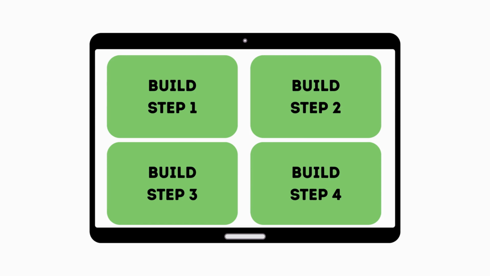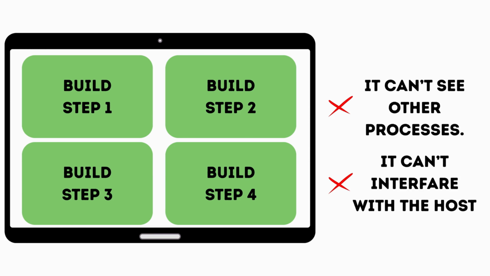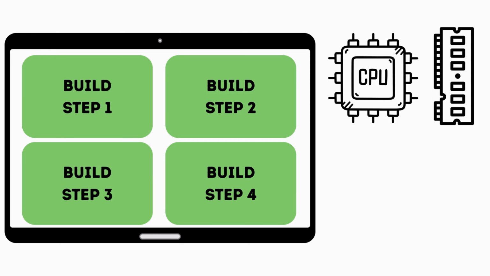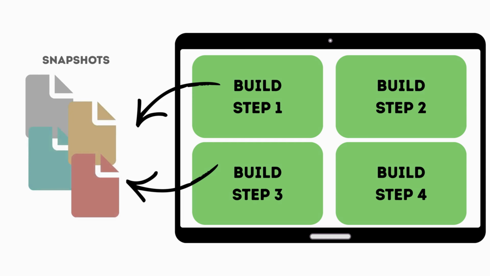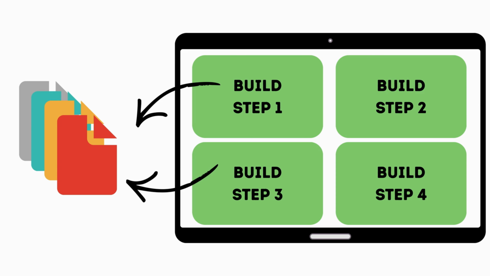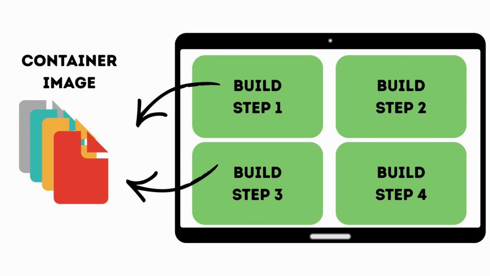Each build step runs in isolation using operating system boundaries. It can't see other processes and can't interfere with the host. CPU, memory, and execution time are limited to keep the build environment controlled and secure. Each instruction is executed in isolation and produces a snapshot of the file system. These snapshots are stacked one on top of another, forming layers. Together, these layers become a container image.